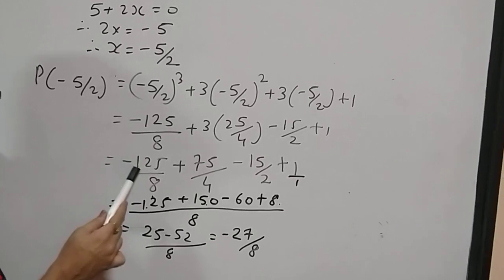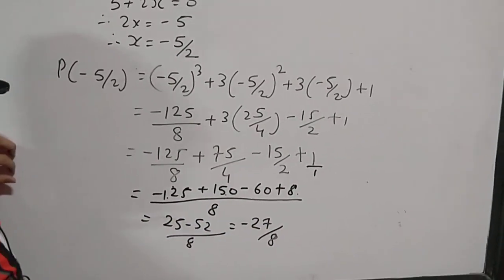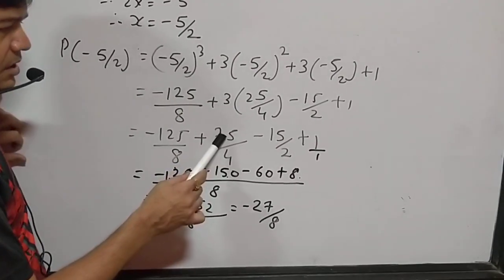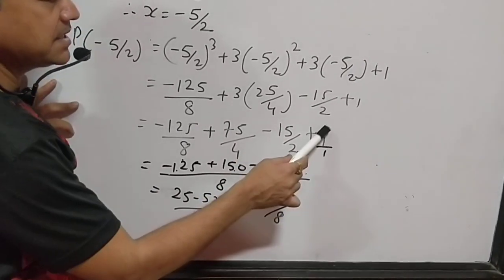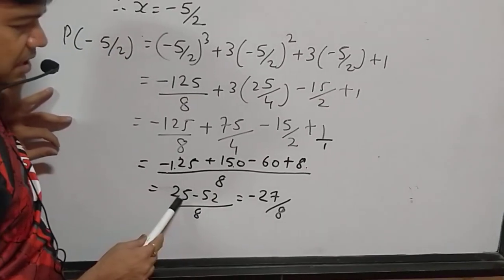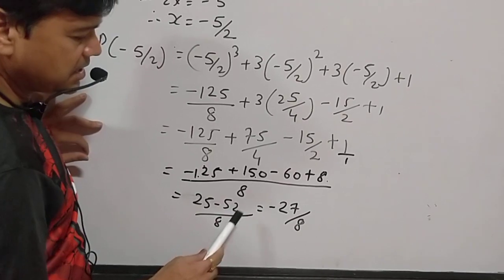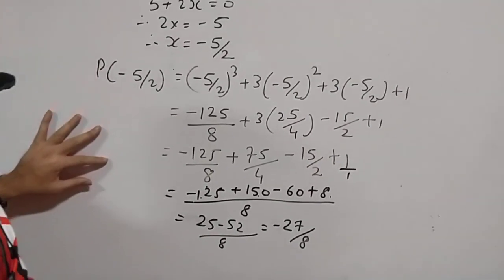Now take the LCM of all 8, 4, 2 and 1 again. LCM is 8. 8 ones are 8, so this is multiplied by 1. 4 2s are 8, so this is multiplied by 2. 2 4s are 8, so this is multiplied by 4, and 1 8s are 8, so this is multiplied by 8. And then simplify. 150 minus 125, 25, minus 60 plus 8, minus 52. And 25 minus 52 is minus 27 upon 8. This is the final answer.